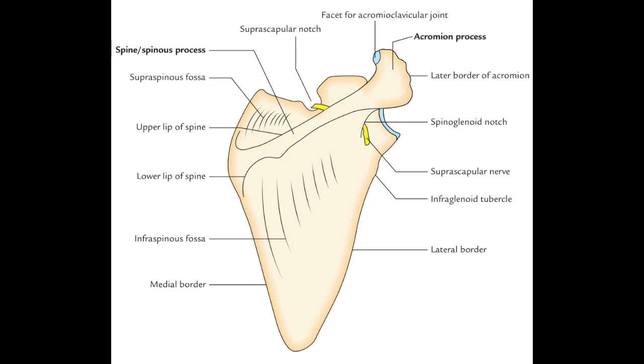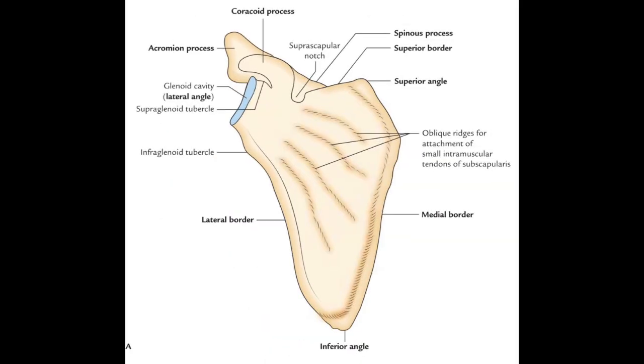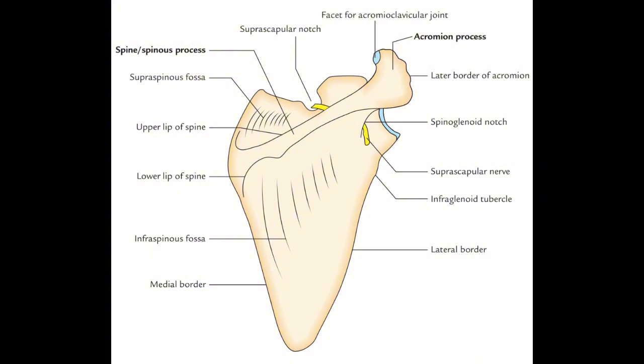Now the body can be split into several parts. You have the surface, you have the border, and you have the angle. Follow me; you can use your atlas or your textbook, and use the diagram I'm showing you so that you understand it. In the surface you have the costal or anterior surface, that part of the scapula resting on the rib. Then you have the dorsal or posterior surface, which you can recognize by the spinous process. Now the border: you have the superior border, the lateral border, and the medial border.